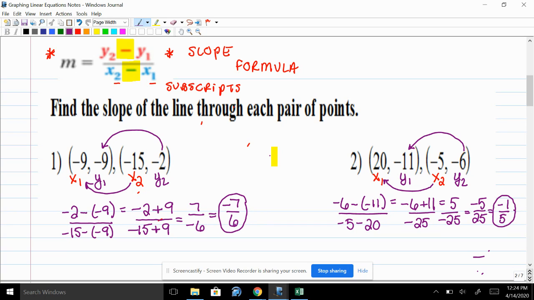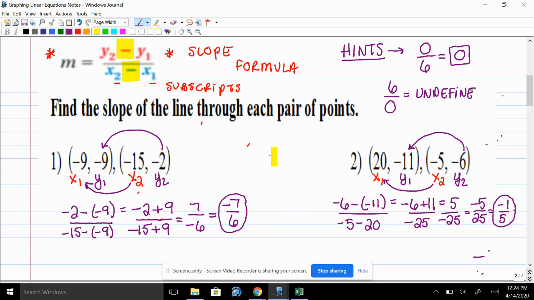A couple little hints because this can happen. I'll put them up here for you as you're doing these. Let's say you subtract your y's on the top and you get a 0 on the top. You subtract your x's on the bottom and you get a 6. 0 divided by 6. If you take nothing and cut it 6 times, you still have nothing. So that's going to be a slope of 0. If it was reversed and you had something like 6 over 0, you cannot divide by 0. That's not possible. This is going to be undefined. I always remember that, guys, by saying when the 0 is under the line, it's undefined. Under the line, undefined. So these are just a couple little hints to get you through those weird ones.